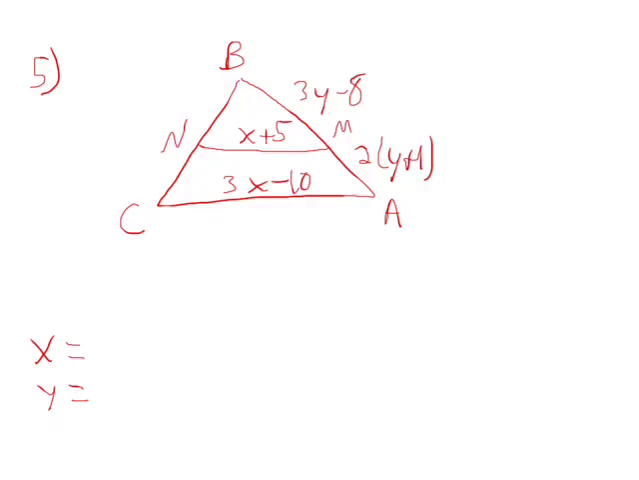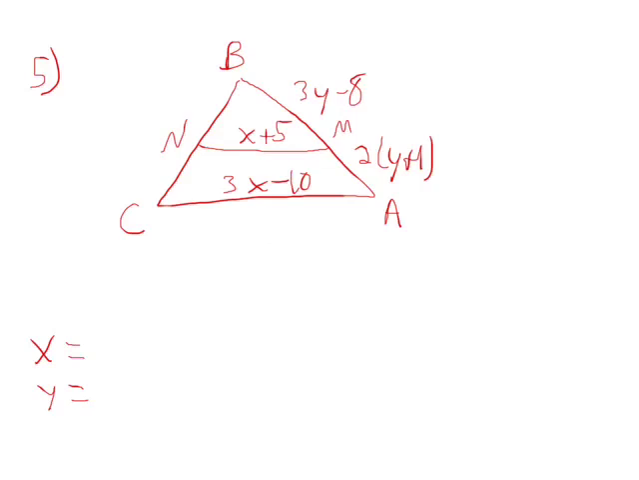This is question number 5 from the worksheet, and we're given the following information. We're also told that M and N are the midpoints of AB and CB. Because M and N are the midpoints of their sides, we know that MN is going to be half of AC. We know this from Theorem 5-11 in the textbook.